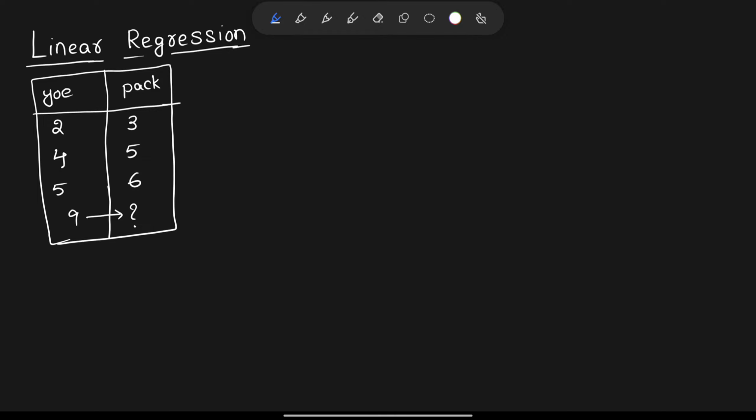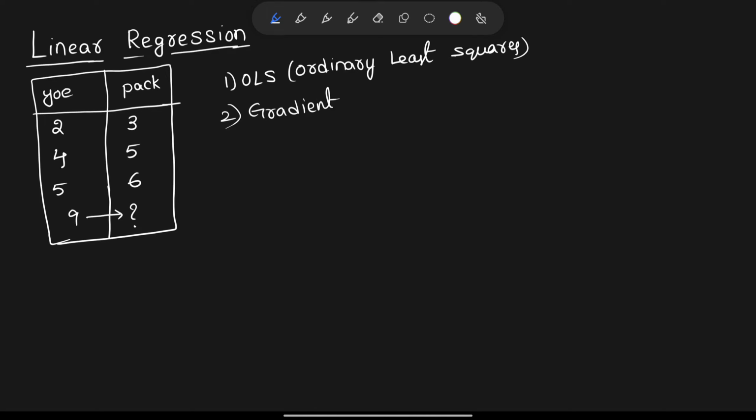Okay, we can solve linear regression by using two approaches, that is OLS, ordinary least squares, and another one is gradient descent. By using these two approaches we can solve the linear regression problem. In this video we will talk about ordinary least squares.